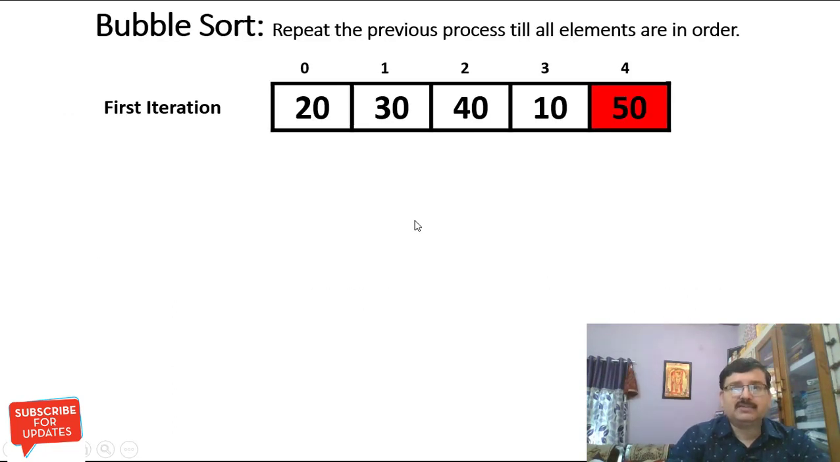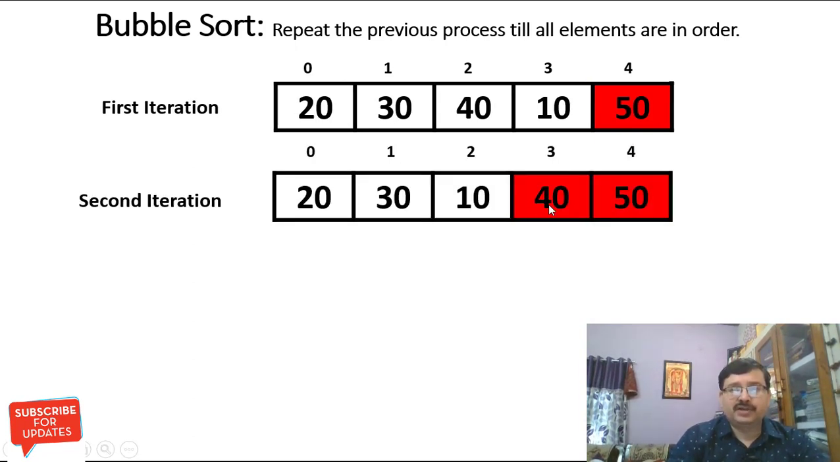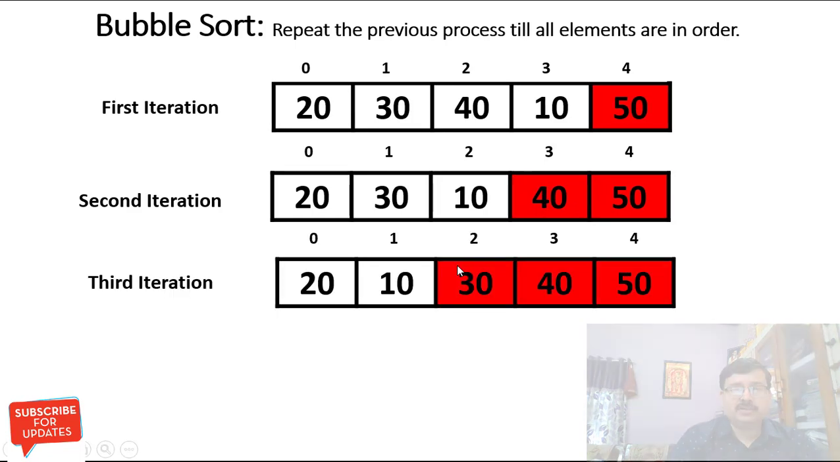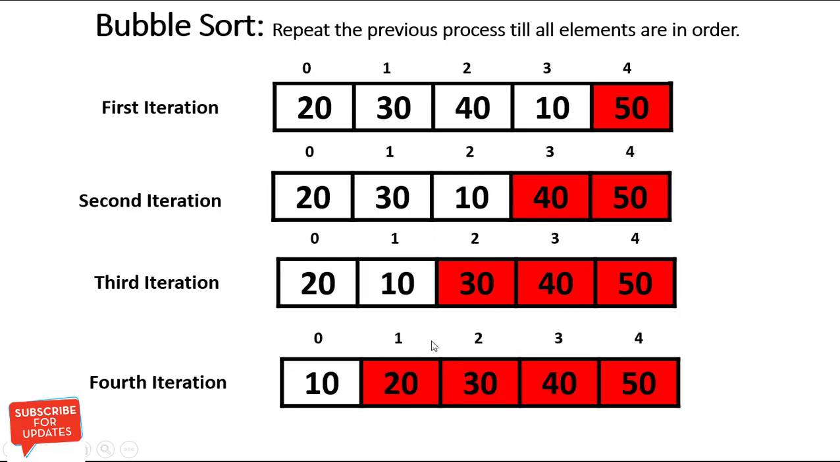Here you can see this is the first iteration. In the first iteration, 50 is shifted to the end. In the second iteration, 40 is shifted to the second-last position. In the third iteration, 30 comes to this position. In the fourth iteration, 20 comes to the first position. And automatically the smallest element comes to the 0th position.